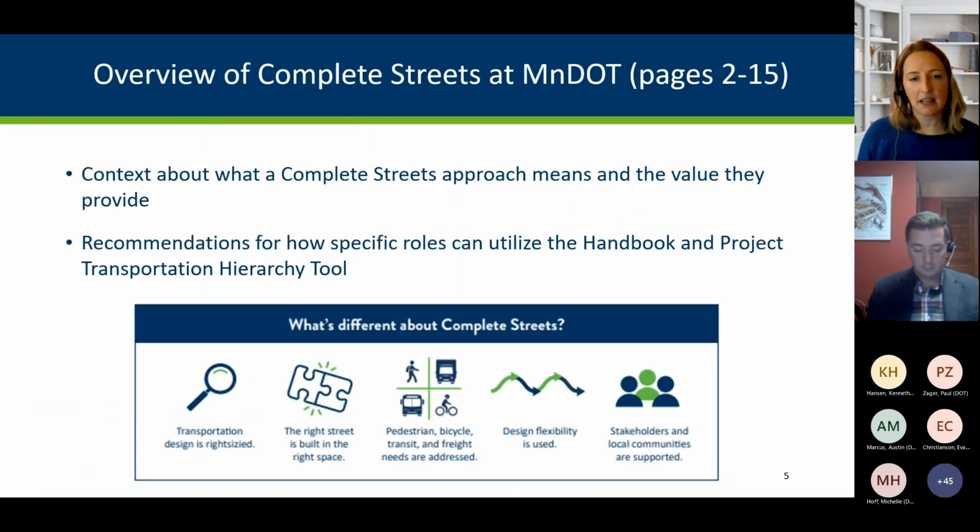So the first part of the handbook, pages 2 through 15, is really that context information. So it's a little bit of what you saw on the web page with more content. Hopefully there's some talking points or things that you can take from that to benefit your work, talking about what complete streets are, the value they provide, and then there's also information about some of the key roles at MnDOT, especially at the district level, for how to utilize the handbook and the project transportation hierarchy tool.